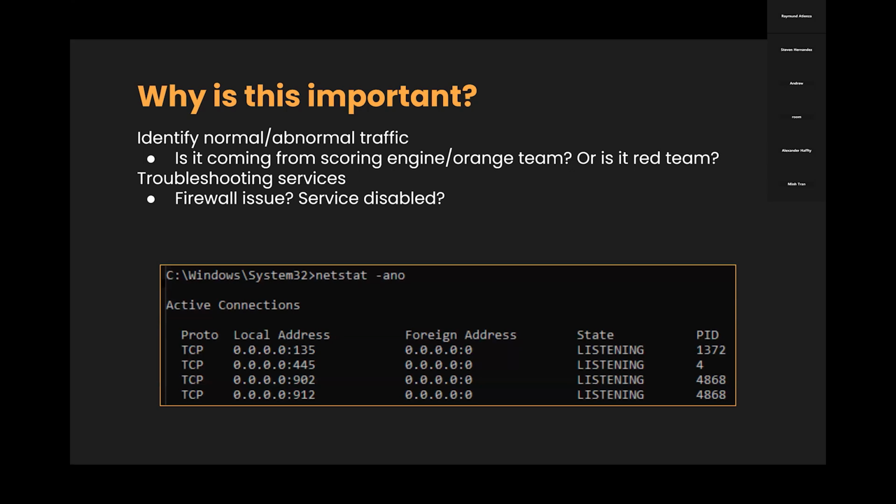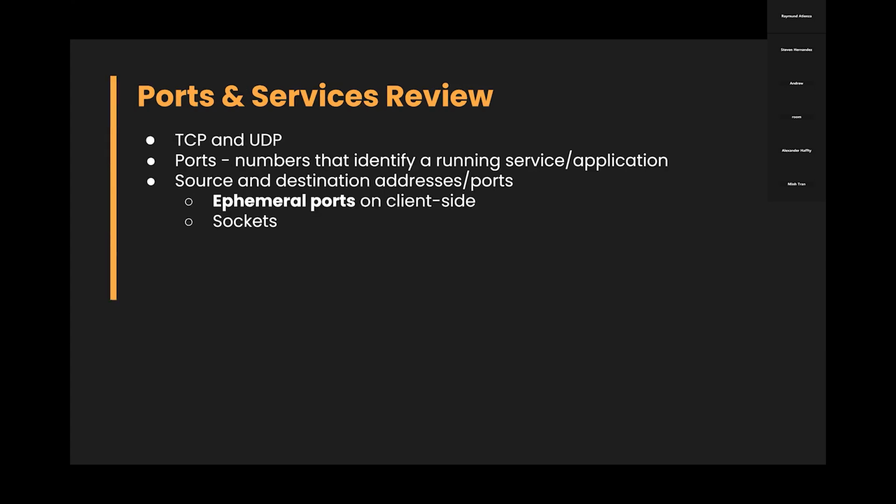And this is important to know especially during competitions, because it can, one, help you identify traffic. So you can see if traffic coming from different addresses is normal traffic coming from the scoring engine or the orange team, or is it suspicious traffic coming from the red team? This can also help you troubleshoot some of your services. So for instance, why your service isn't being scored. Is there a firewall issue, or maybe the service is disabled? I'm going to skip this slide because you can all come back to it later.